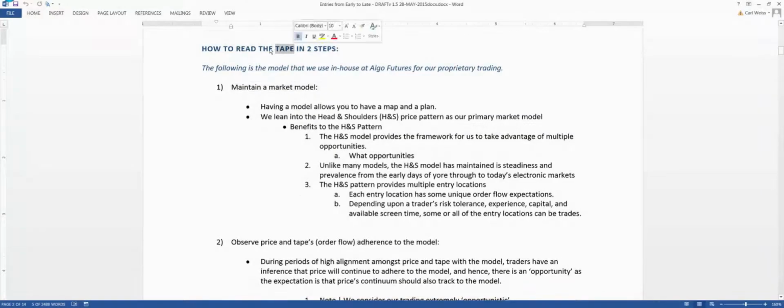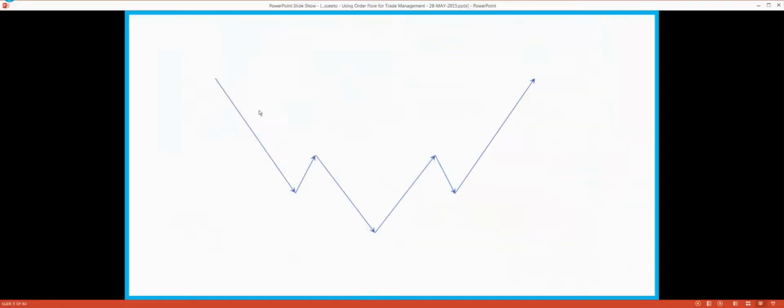We tried to break it down into how to read tape in 2 steps. First is you maintain the market model. If you see a downtrend, you probably have an expectation of a strong downtrend, a move up. Then if it's a strong downtrend, this will probably breach and you're going to have a lower low. This comes into Bruno's question, what's happening here that we have an expectation that this is, let's call it a tradable low, as opposed to a not tradable low.